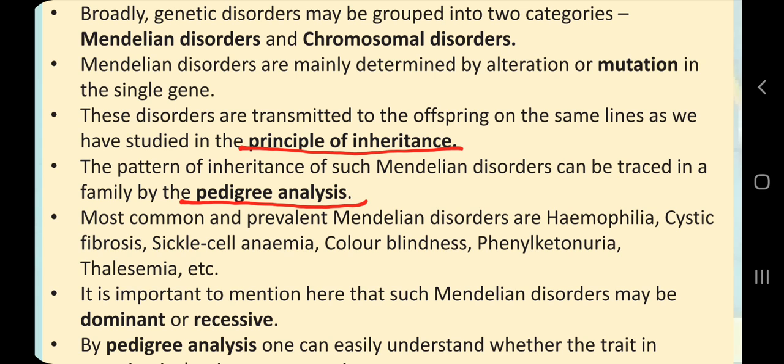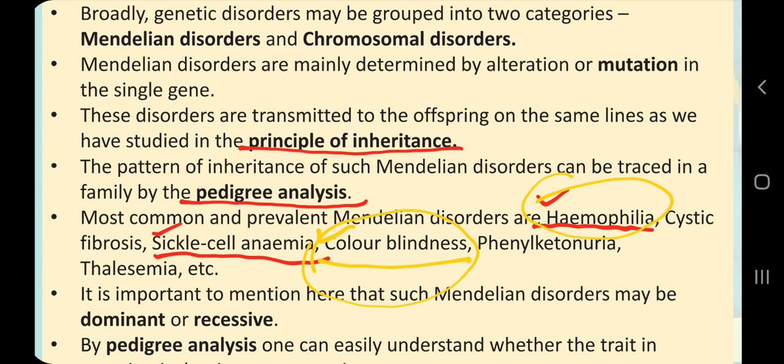understood in my previous slide. Most common and prevalent Mendelian disorders are hemophilia, which we are going to study in depth, cystic fibrosis, which is not mentioned in our NCERT for in-depth study, sickle cell anemia, which we are going to study now, and color blindness. Actually, this is not included in our NCERT textbook, but yes, we can study color blindness also, because it will be exactly the same as hemophilia. The inheritance pattern will be the same for hemophilia and color blindness. And then finally phenylketonuria. So we are going to study these Mendelian disorders in my next lecture. And thalassemia we are not going to study, but yes, the name is here.